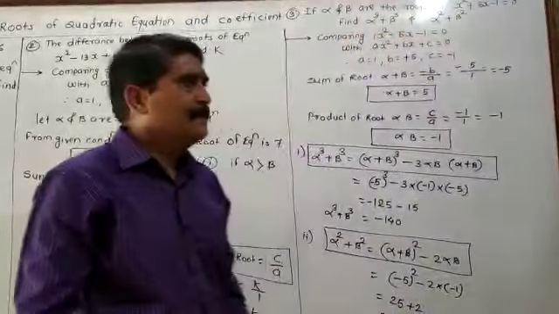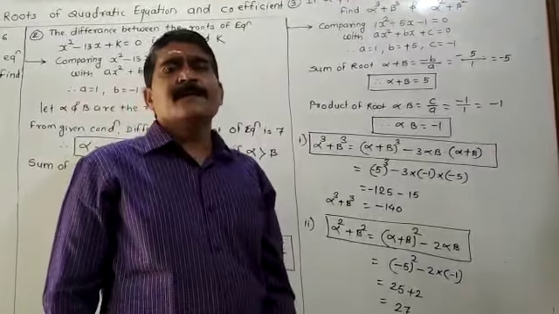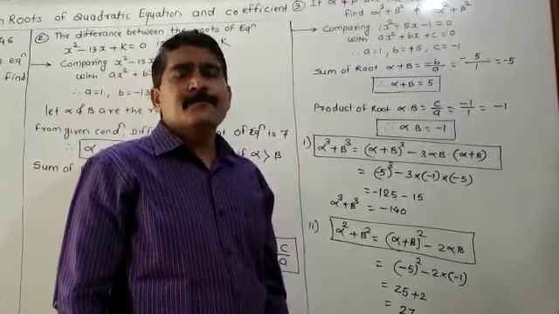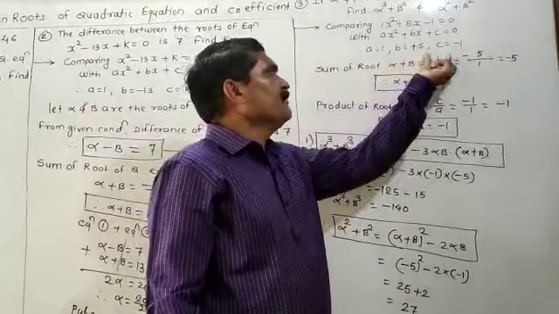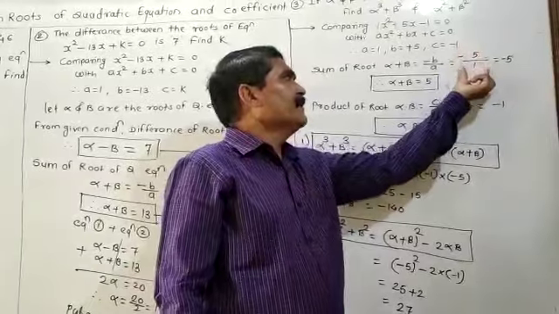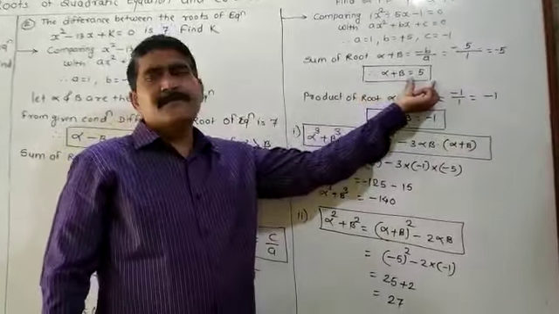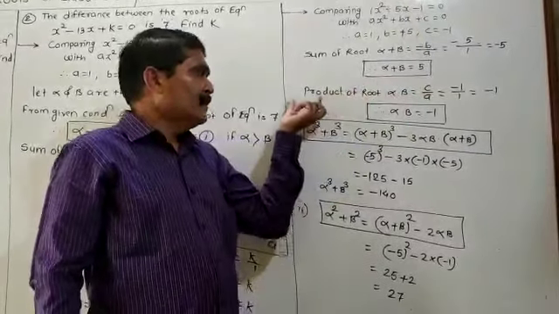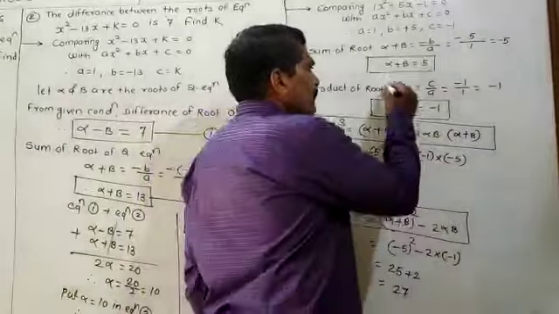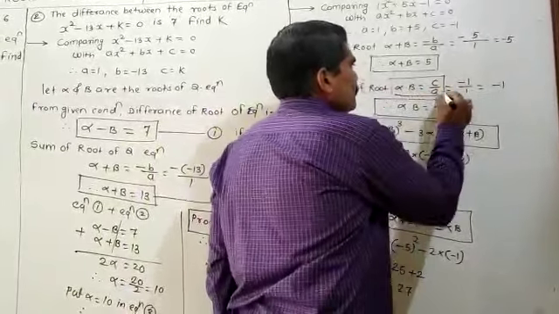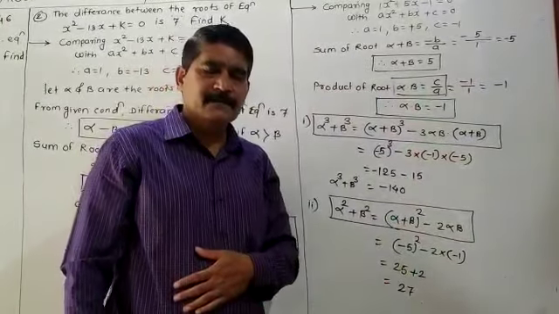Then you have to find the value of alpha cube plus beta cube and alpha square plus beta square. According to the relation between the coefficients and the roots, the sum of the roots is alpha plus beta is equal to minus b upon a, which is minus 5 upon 1, equal to minus 5. This is the sum of the roots. The product of the roots is equal to c upon a, which is minus 1 upon 1, equal to minus 1. So alpha into beta is equal to minus 1.